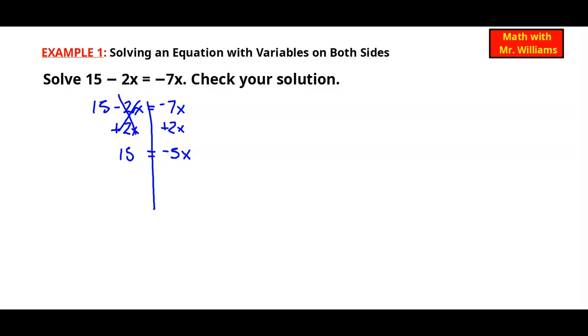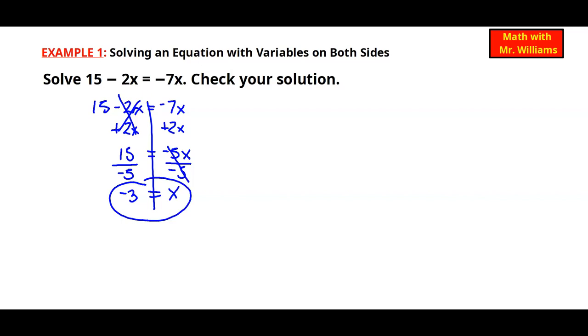Now I need to cancel out that negative 5, so instead of multiplying by negative 5, I'm going to divide each side by negative 5. This cancels out the negative 5's on the right, leaving me x on the right equals 15 divided by negative 5, which is a negative 3 for my answer. Let's go ahead and check it to see if it worked.